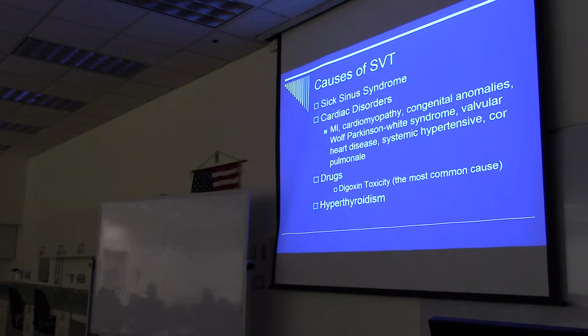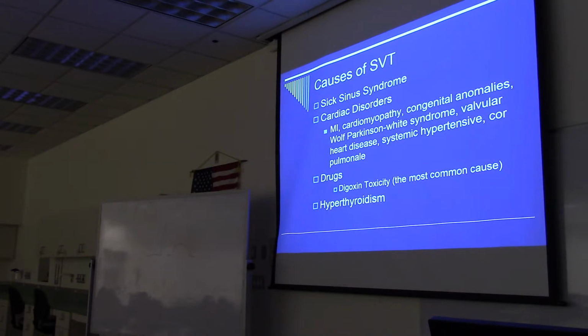So heart disease, hypertension, cor pulmonale. Instead of trying to memorize a bunch of words to go with an anomaly, do you see some commonalities here that can help you remember stuff? So anything having to do with heart failure, the word cardiomyopathy, valvular heart disease, hypertension, cor pulmonale, that's right heart failure. MI, it's all things going wrong with the heart, can lead to SVT. Trying to make it easy so you don't have to memorize a bunch of stuff.